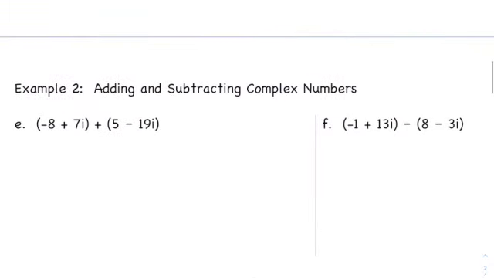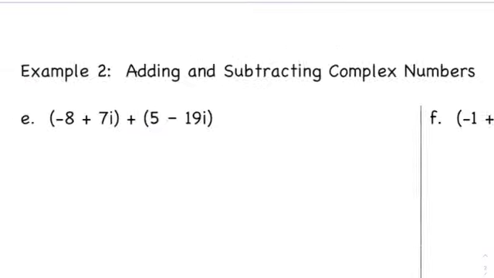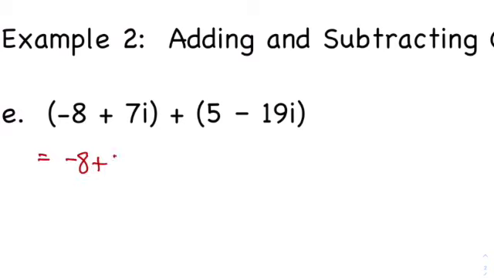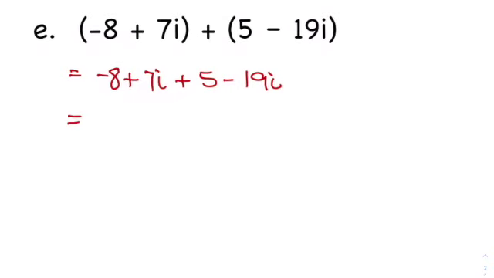Now, when it comes down to this kind of problem, I would like you to think about your i as like an x, just a variable. If you can think about it that way, it will make everything so much easier. So to start off, the letter E, negative 8 plus 7i plus 5 minus 19i. Pretend they are a variable. Negative 8 plus 7i plus 5 minus 19i, and combine like terms like they are x or any variable.